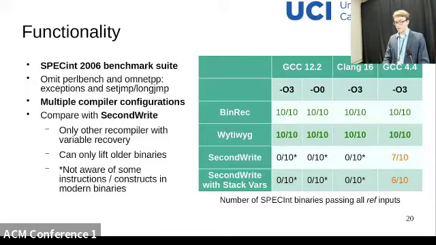We compared with SecondWrite since it is the only other binary recompiler with support for stack variable symbolization. However, we noticed that it cannot recompile programs produced with current compilers. To their defense, it has been over a decade since SecondWrite was published, and some incompatibility is expected. So we also compiled the programs with GCC 4.4, which was released before SecondWrite. Here, SecondWrite works better, but it's not completely reliable either.